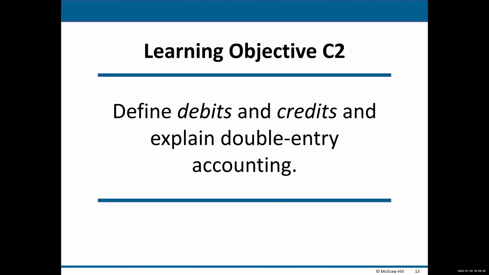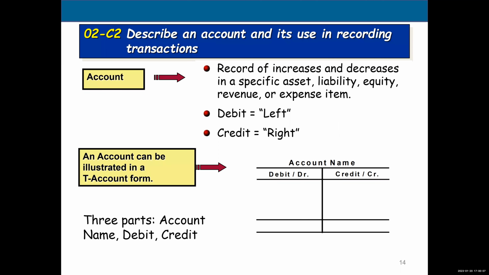In this video, I'm going to teach you about debits and credits and explain the double entry accounting system. In my prior video, we talked about accounts, and the basic element of an account is the T account, right? There are three parts to a T account: the account name, the left-hand side of the T account, which is a debit, and the right-hand side of a T account, which is a credit.